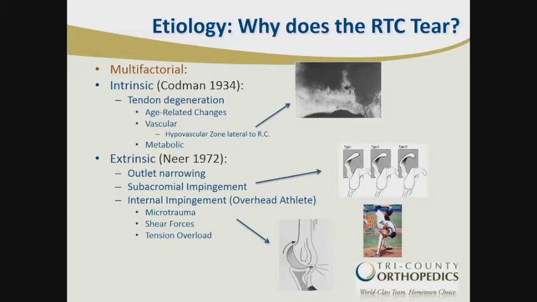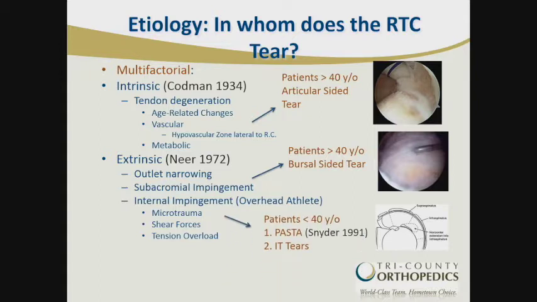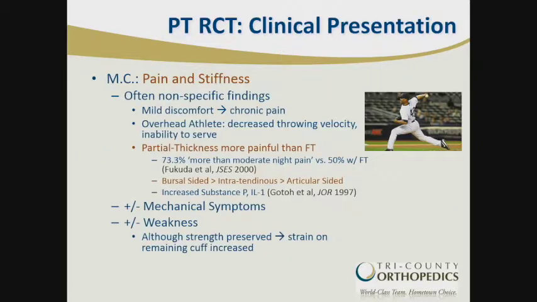We tend to see that in younger active athletes. So if you have a patient who's older than 40 with an articular-sided tear, we tend to think that's probably more age-related, degenerative changes within the tendon. If you've got a patient who's older than 40 with a bursal-sided tear, typically that's more extrinsic and that subacromial impingement type theory. And then the younger patients tend to develop these intratendinous type tears, and that's specific to the younger overhead type athlete. Most patients will present with pain and stiffness.